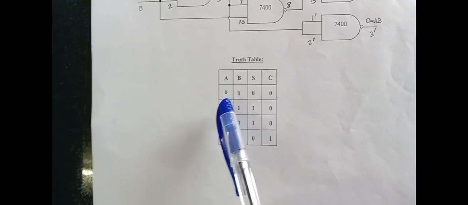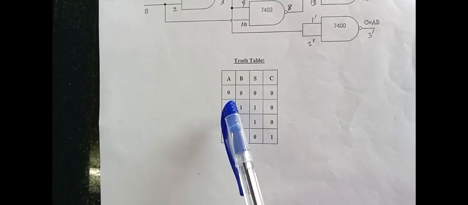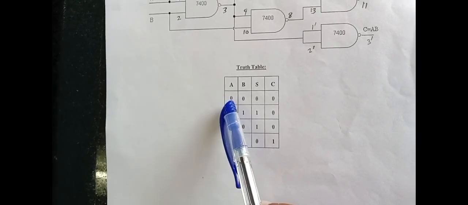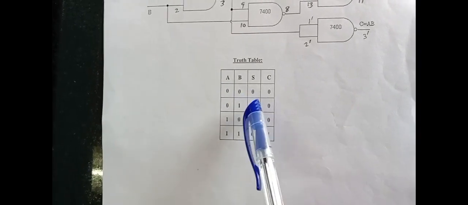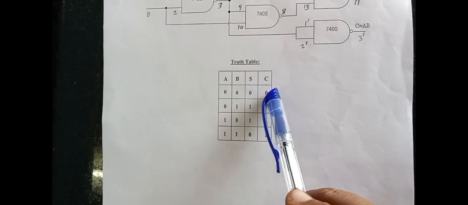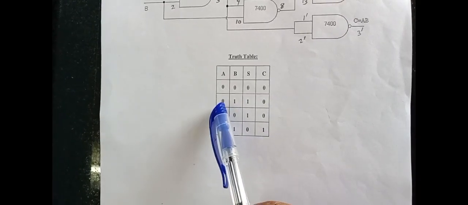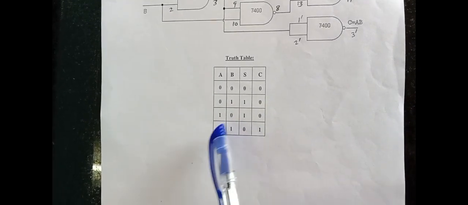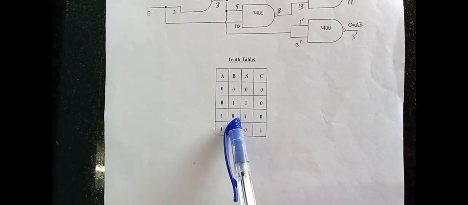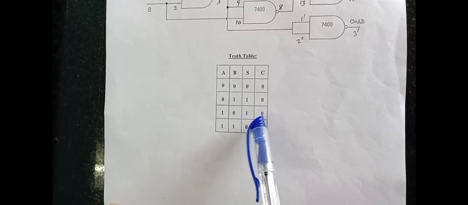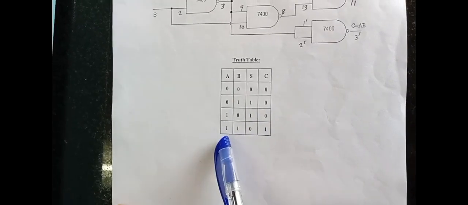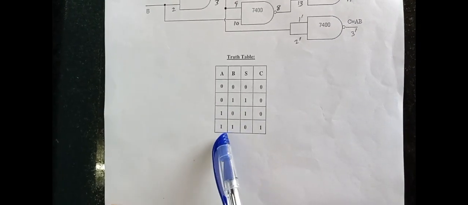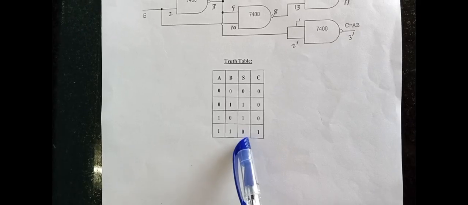Now I am going to verify the truth table of the half adder. Two inputs A is 0, B is 0 means output, that is sum equal to 0, carry equal to 0. Next input is 0, 1. Here sum equal to 1, carry is equal to 0. Next input is 1, 0. Sum is 1, carry is 0. Both inputs are 1, that is A 1, B 1. Sum will be 0, carry is 1.